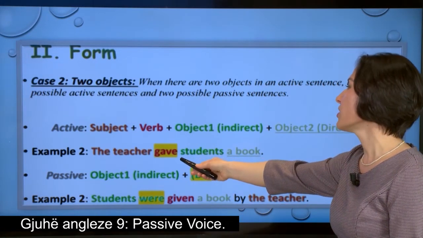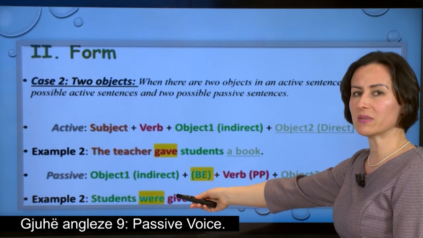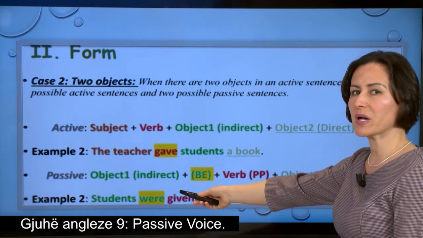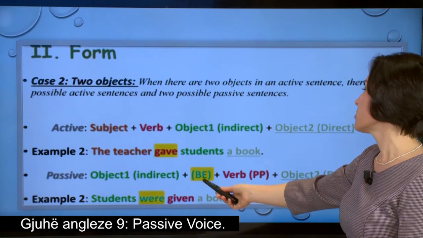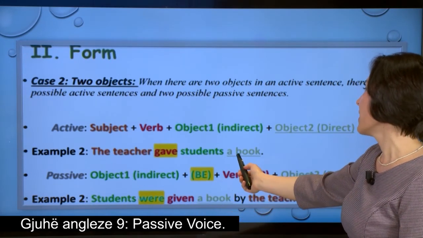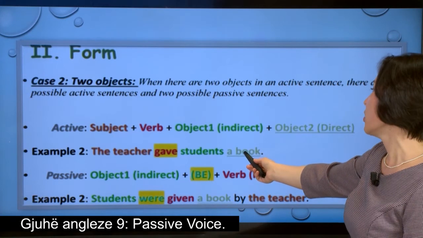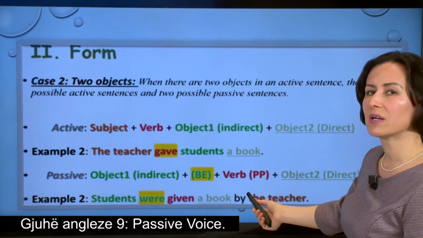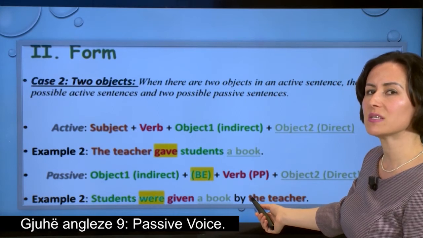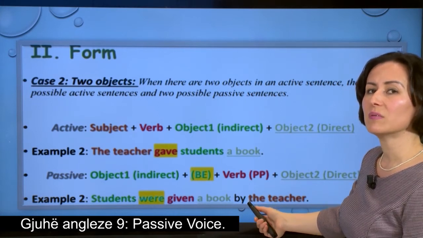Gave is turned into verb to be in the past simple and past participle of verb give. And it is also followed by the direct object, a book, and don't forget to make use of the agent preceded by by.